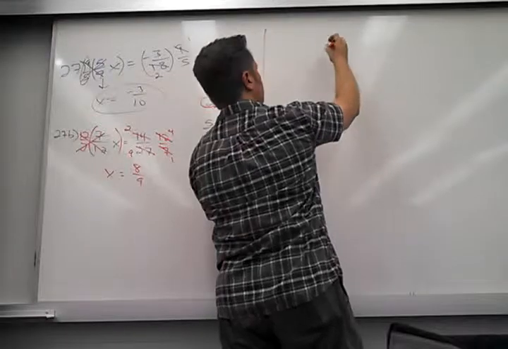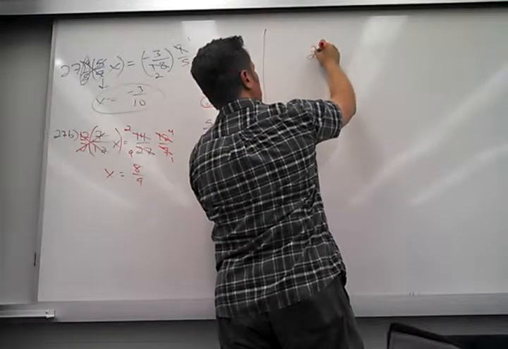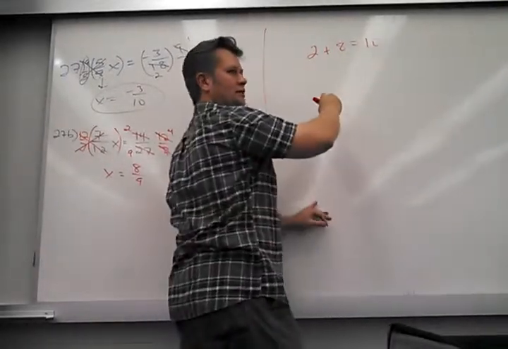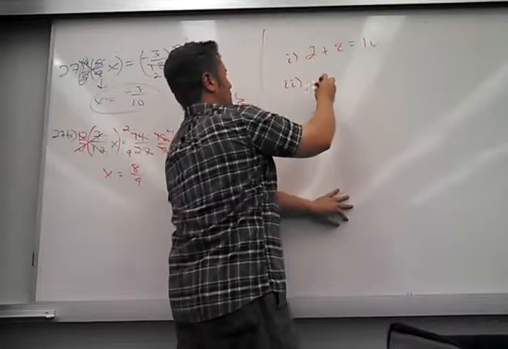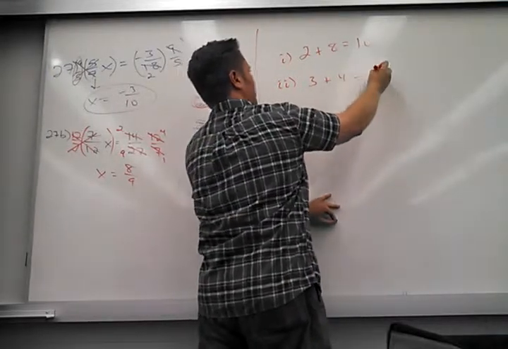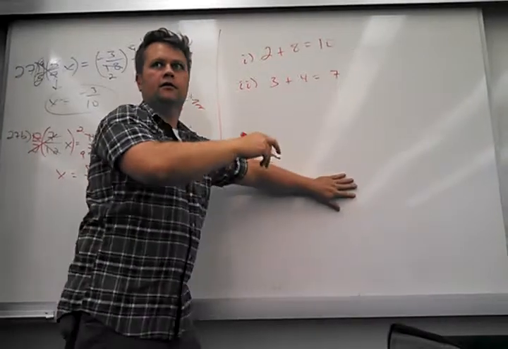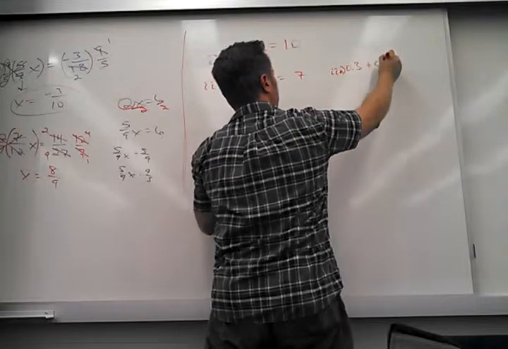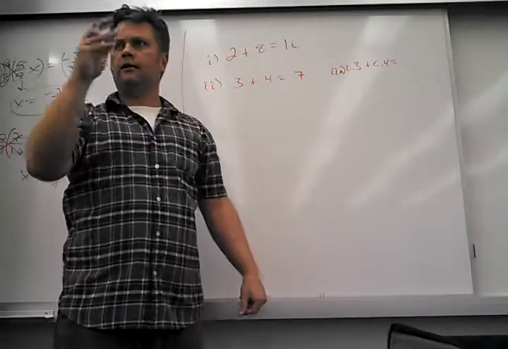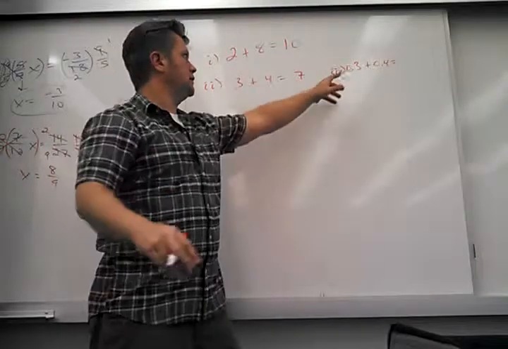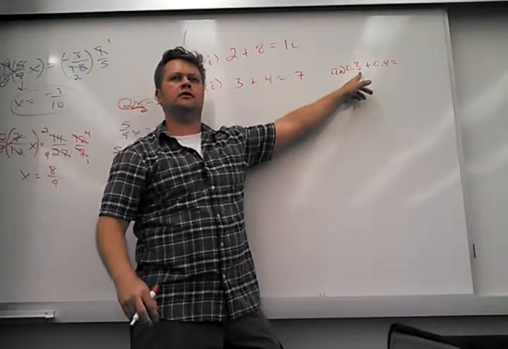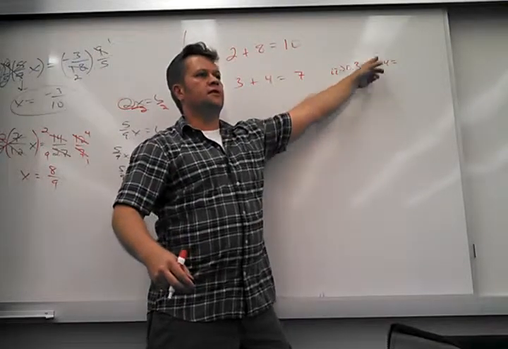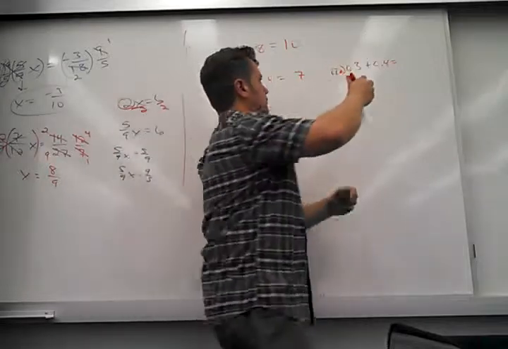Let's see. Tell me, what is 2 plus 8? 10. That's good. What is 3 plus 4? 7. I like it. So what is 0.3 plus 0.4? 0.7. That kind of makes sense, right? It's the like terms. How do you say that as a fraction? 3 over 10. I love it. That's 3/10 plus 4/10, which is of course 7/10.